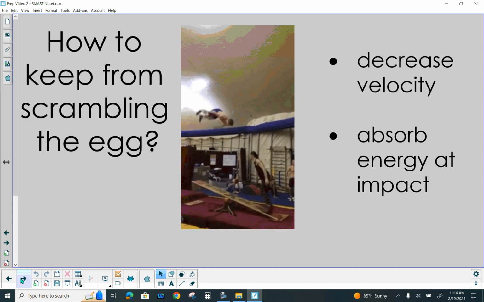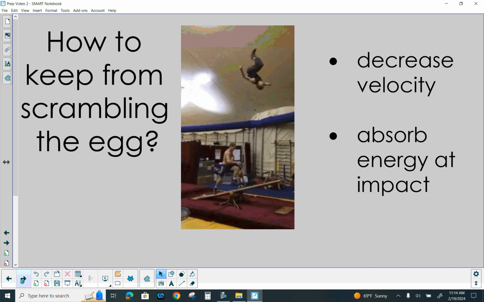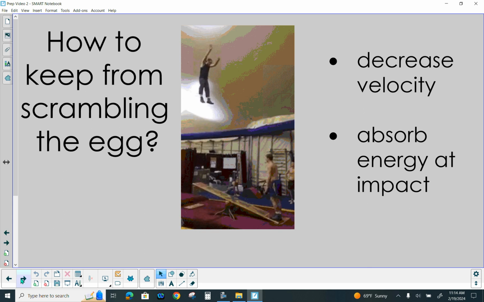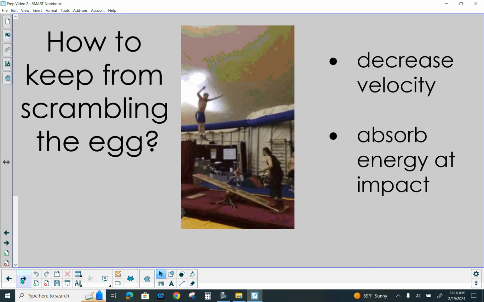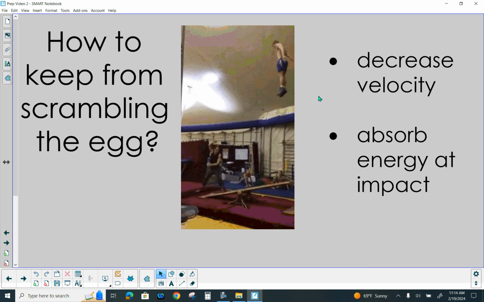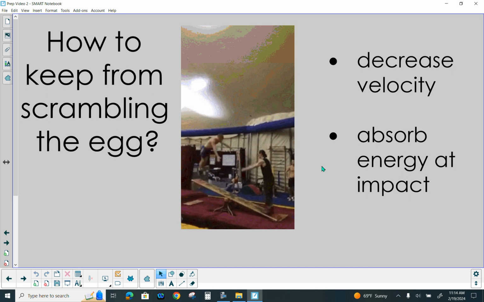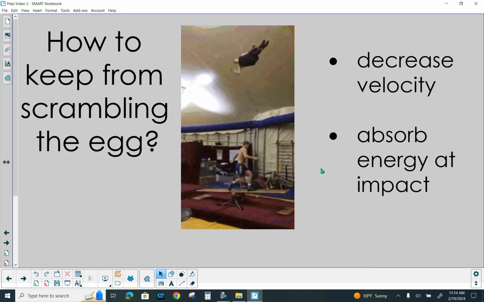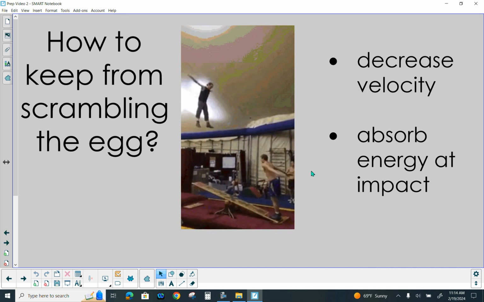So how are we going to keep our egg from smashing at the bottom? We know potential energy, we know kinetic energy, but we know it still spells disaster. So to reduce the amount of energy, we have to either decrease the velocity or find a way to absorb that energy upon impact. These are things we'll have to consider when designing your contraption.